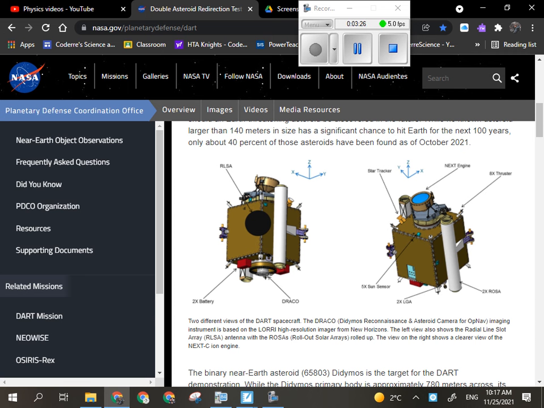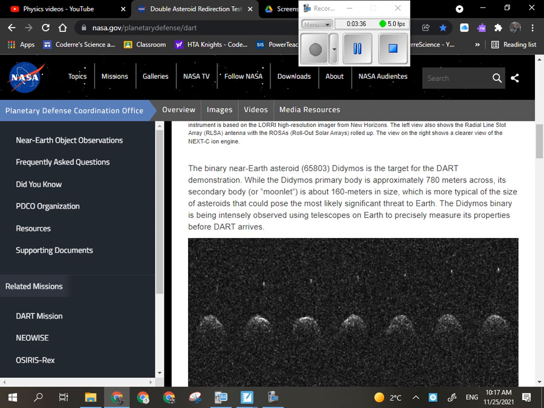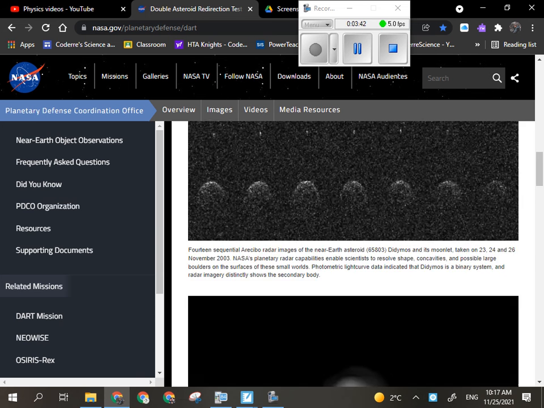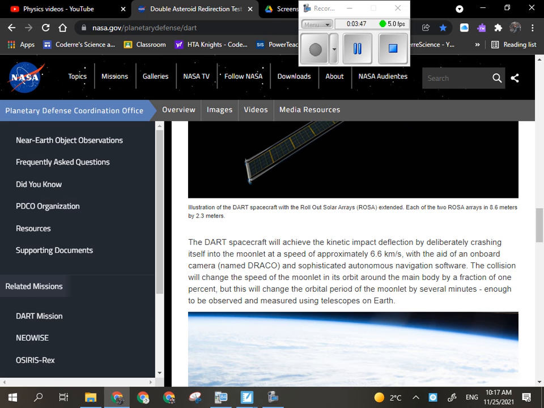So they got this spacecraft here, which is a box with solar panels and this big engine. This engine is going to get it moving really, really fast, and I think it's going to hit it at like 6 kilometers per second. I think that's what it said later. Yeah, so it's going to fire up that little engine, 6.6 kilometers per second. Pretty fast. So it'll have a fair amount of kinetic energy based on its mass and its speed. Its speed, mostly. It's not very big.